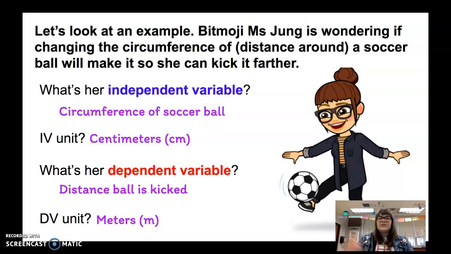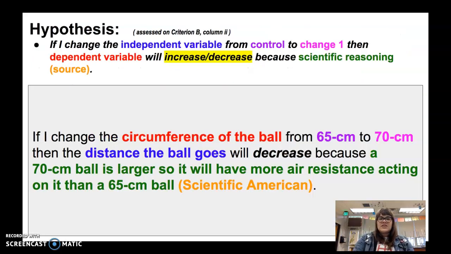Our dependent variable is the distance the ball is kicked, and that unit is in meters. So we have a hypothesis for this lab. We're going to need one in order to evaluate the hypothesis.